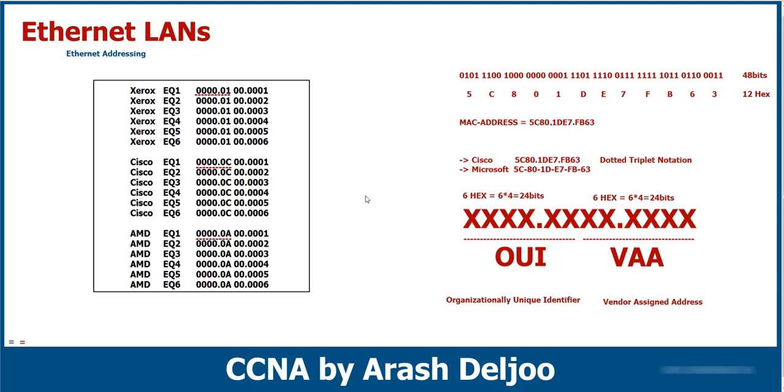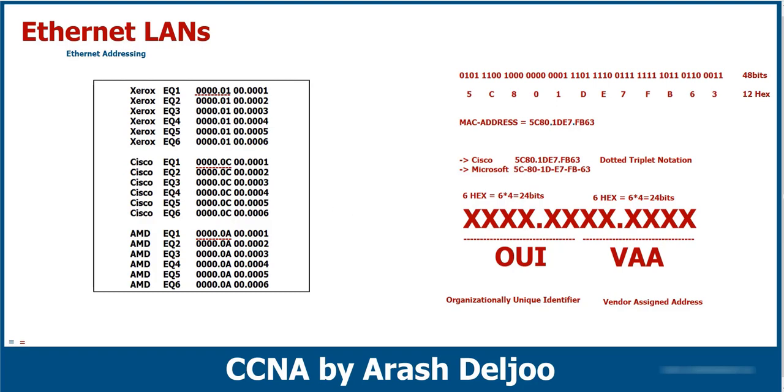OUI and vendor assigned address. When you are, for example, manufacturing one network interface card, first you need to take the OUI, one or more OUI from the IEEE.